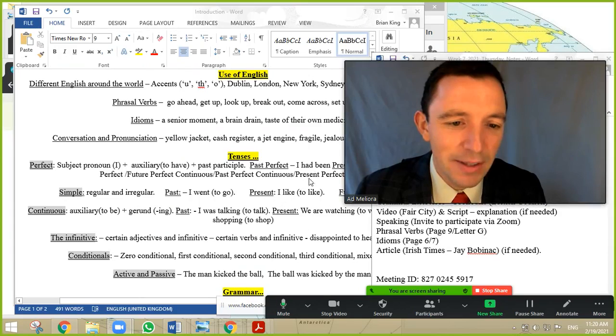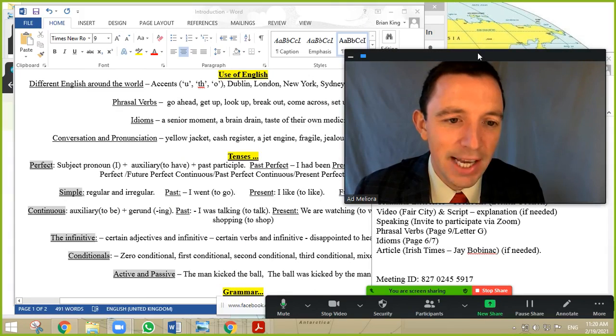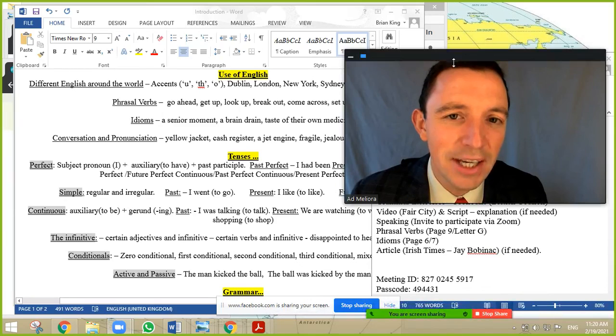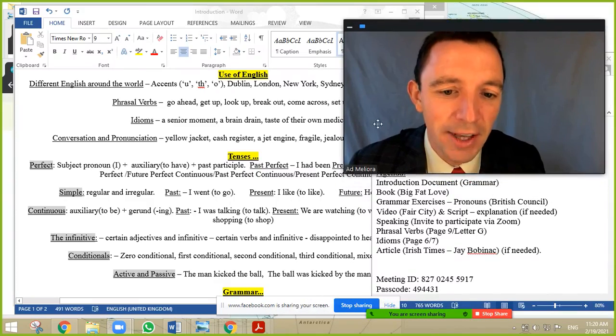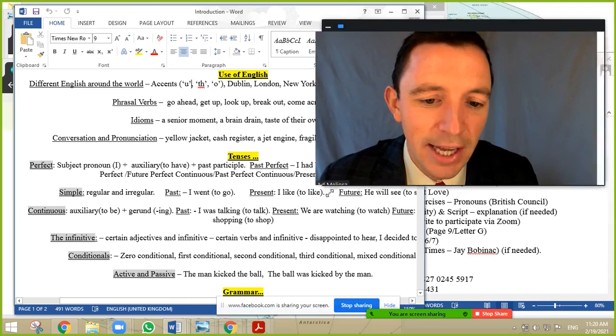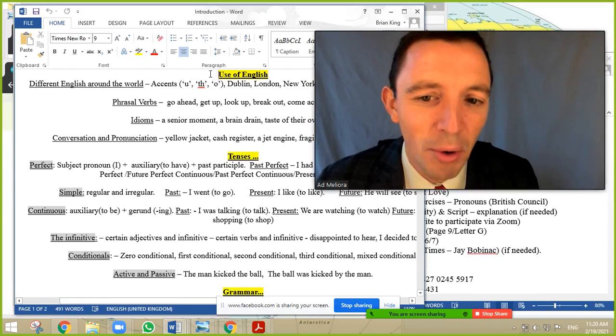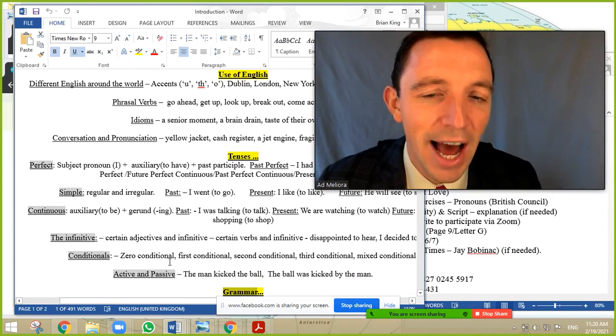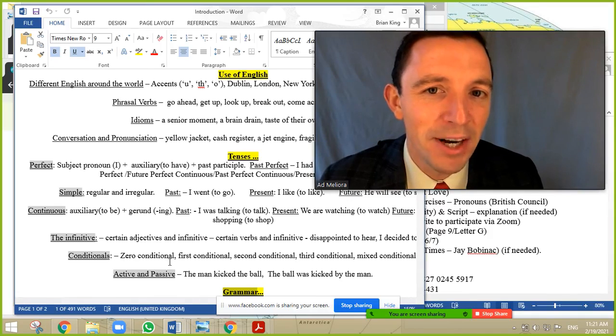So this document on the left, for me, is the most important document. Every day, this document is the introduction and the base of English. So for me, there are 3 categories very important. The use of English is the first category, the tenses is the second category, and just grammar topics is the third category.